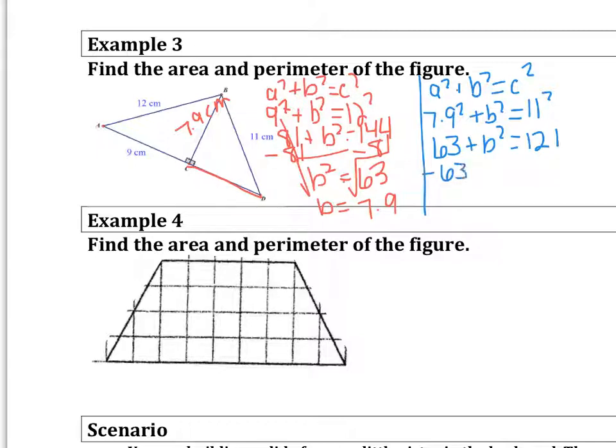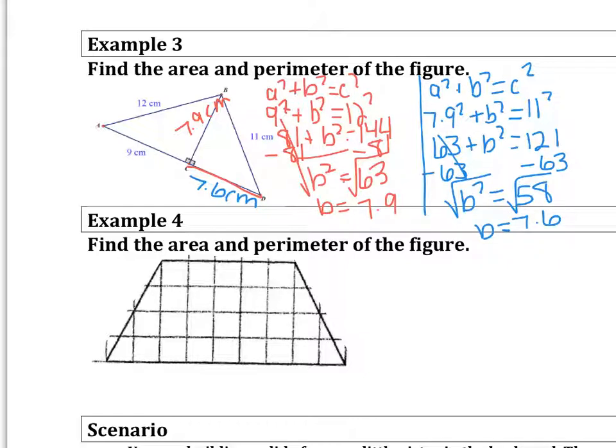So now I will subtract 63 from both sides and find b squared is about 58. Then I have to take the square root of both. So the square root of 58 is going to be about 7.6 to the nearest tenth of a centimeter. So that tells me that my dimension down here is 7.6. So now I have to find perimeter and area.